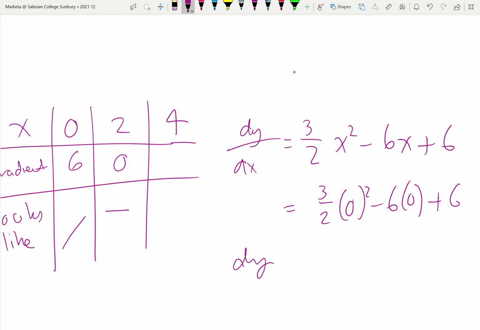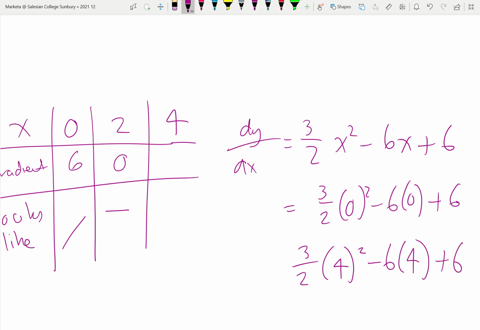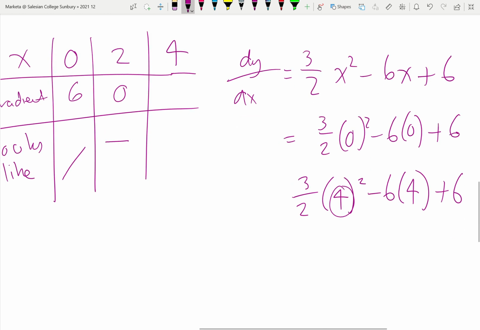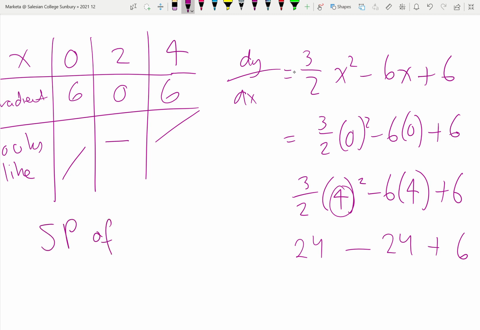dy/dx when x is 4. So see what I mean by having an even value here? It means that this 2 will cancel, so that's quite nice. 4 squared is 16. 16 times 3, 48, divided by 2 is 24. Minus 24 plus 6. So it means it equals 6 as well. So it's positive. This is a stationary point of inflection.